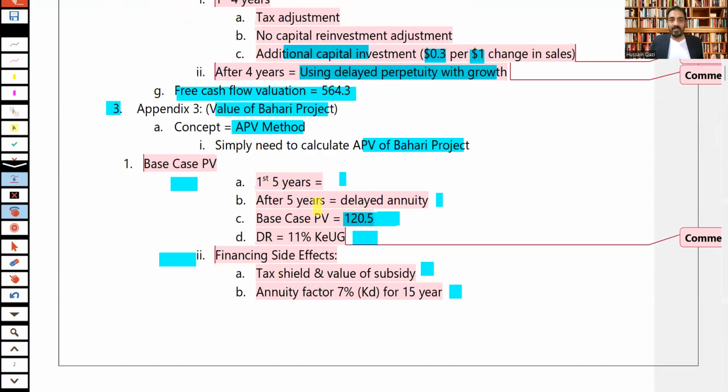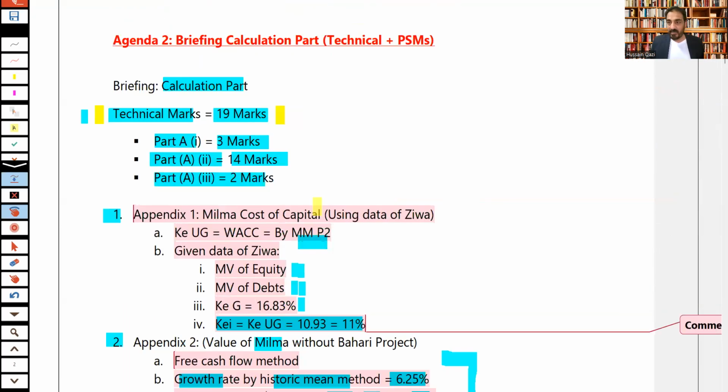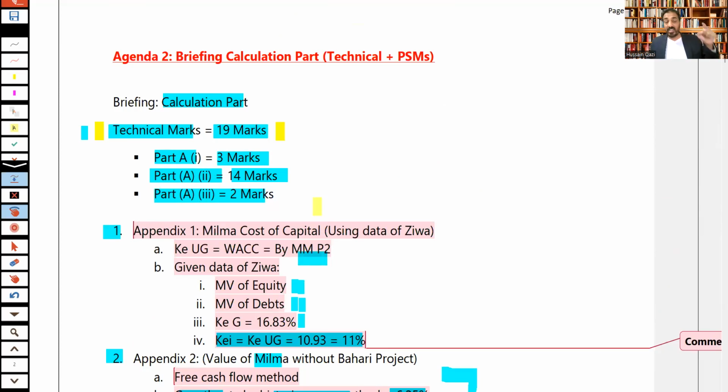So this is the debriefing about the calculation aspects, including the calculation part of the question, including technical and professional skill marks. So wait for the last video, the third one, on how to handle the report writing and the theoretical content of this particular question.